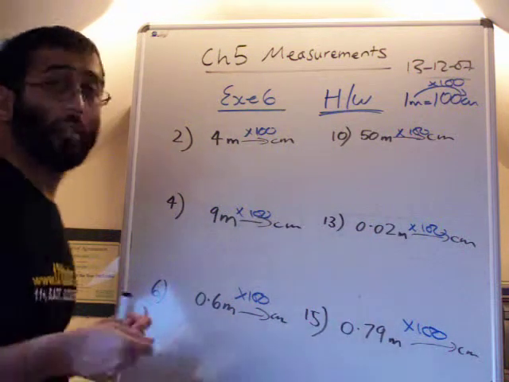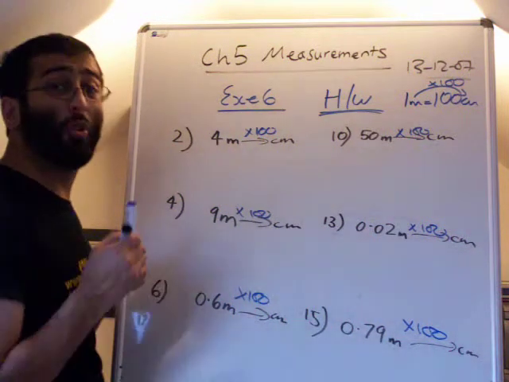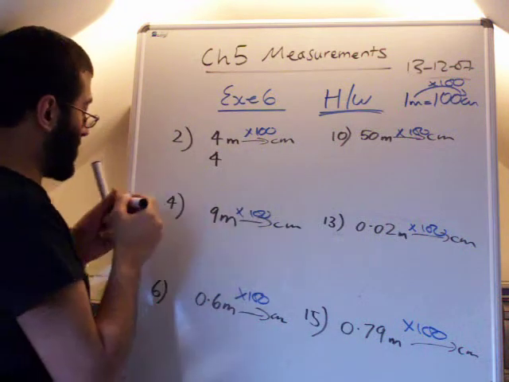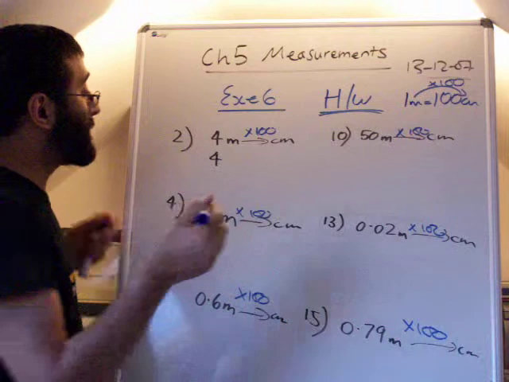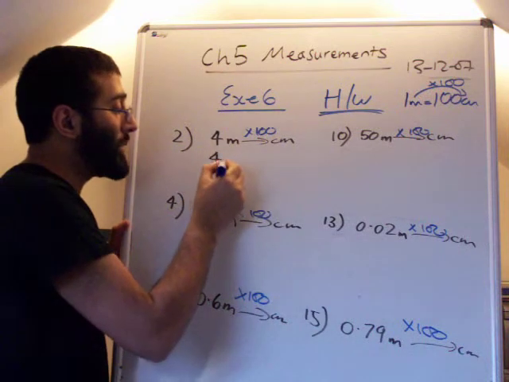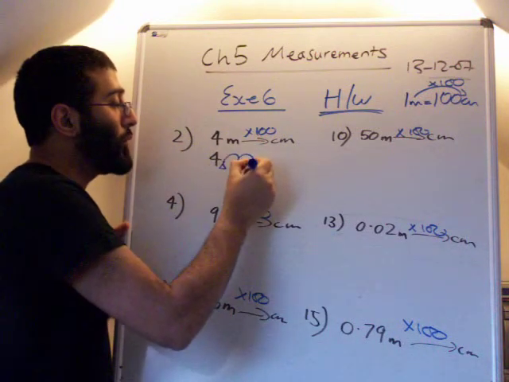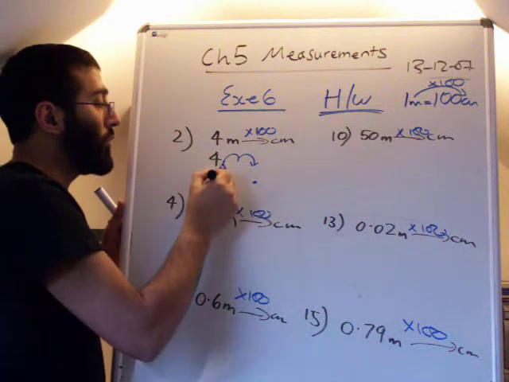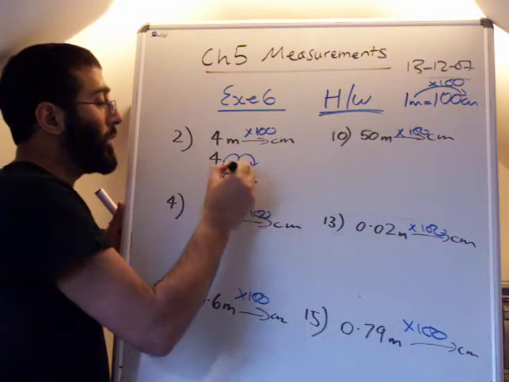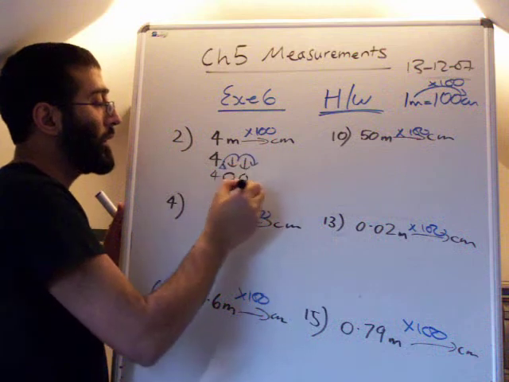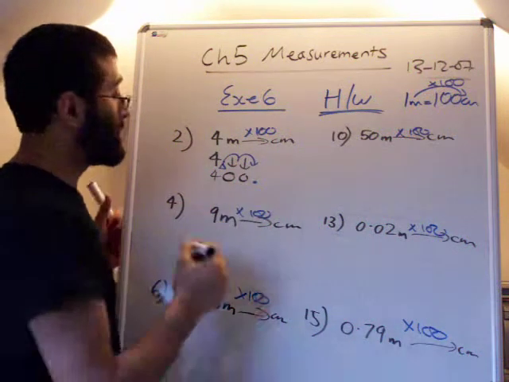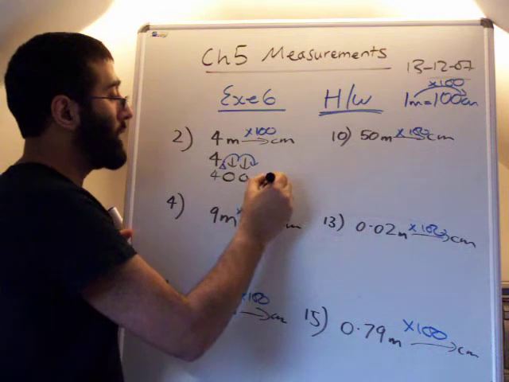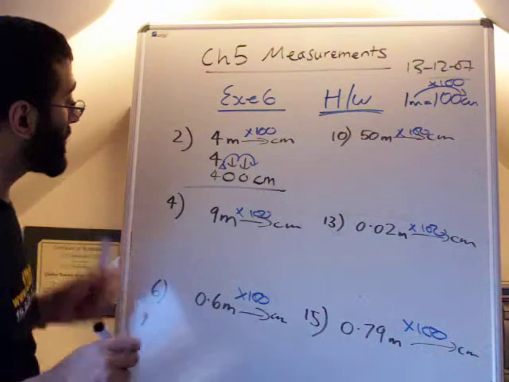Okay? Now, we've got 4. Let's copy the 4 down the next line down. The decimal point is at the end of a whole number, which is here. So you go 1, 2, drop the decimal point down. What do we get? We get 4, 0, 0. In the empty homes, we put zeros. And 400 point is basically 400. So it becomes 400 centimeters.